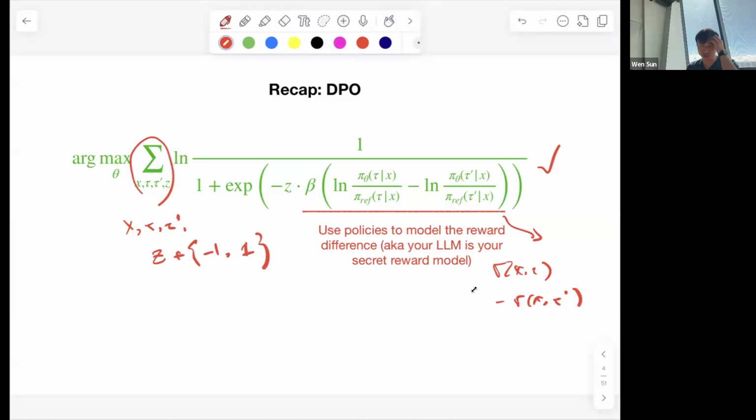Okay. And it works well. It's a pretty simple method, right? It doesn't feel like you're doing any RL anymore, it just feels like you're doing supervised learning. You're trying to increase the likelihood of your policy on the chosen trajectory, and at the same time trying to decrease the likelihood of your policy on the rejected trajectory. That makes a lot of sense, right?